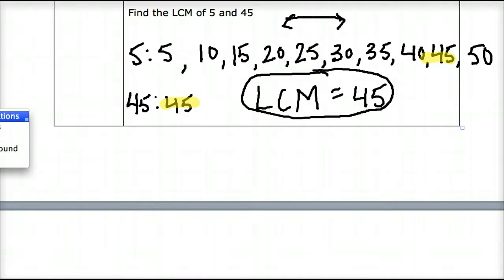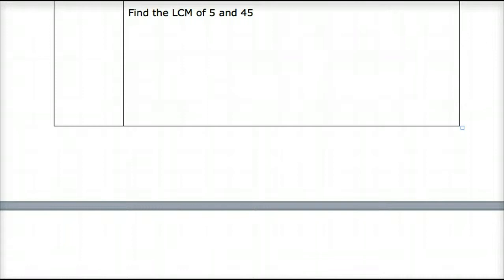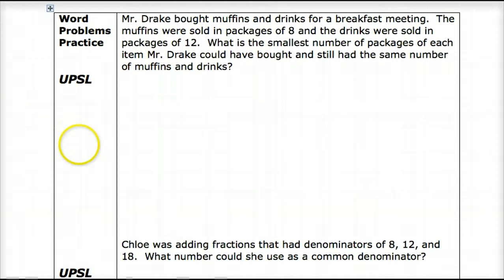Let's give some word problems a try. Alright, so in this problem, it says that Mr. Drake bought muffins and drinks for a breakfast meeting. The muffins were sold in packages of 8, and the drinks were sold in packages of 12. What is the smallest number of packages of each item that Mr. Drake could have bought and still have the same number of muffins and drinks?